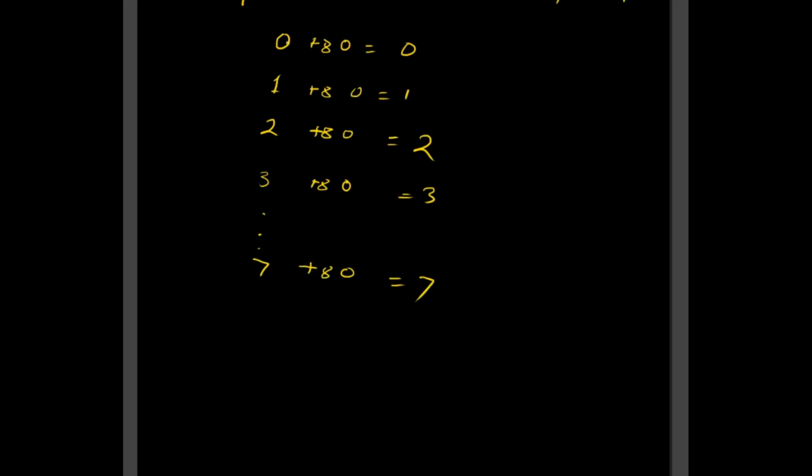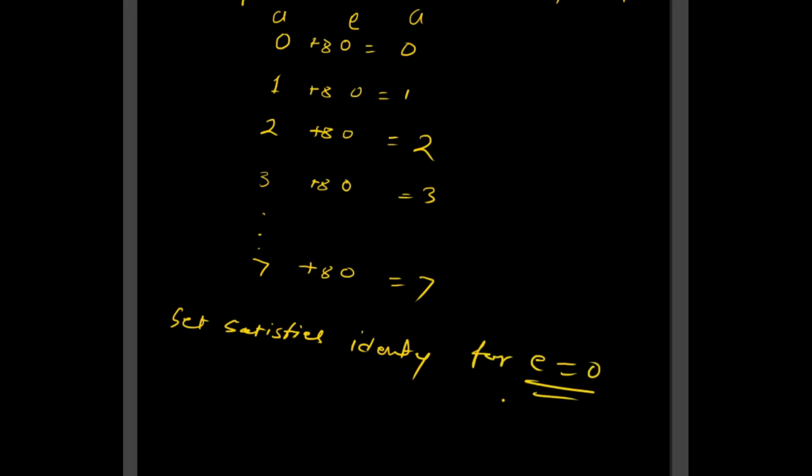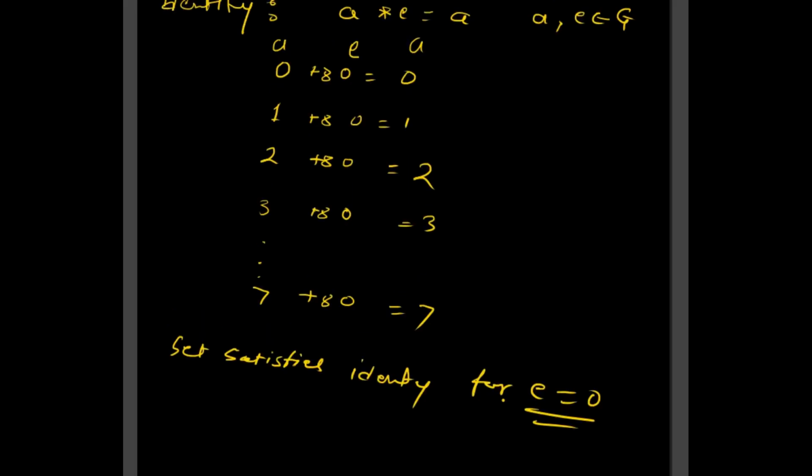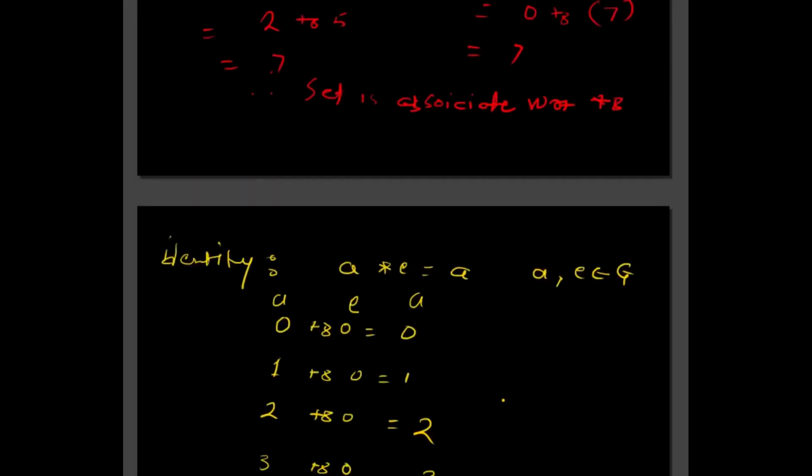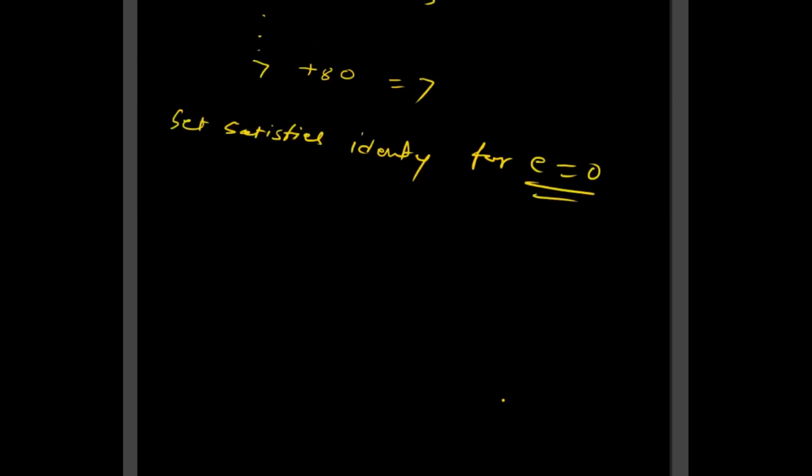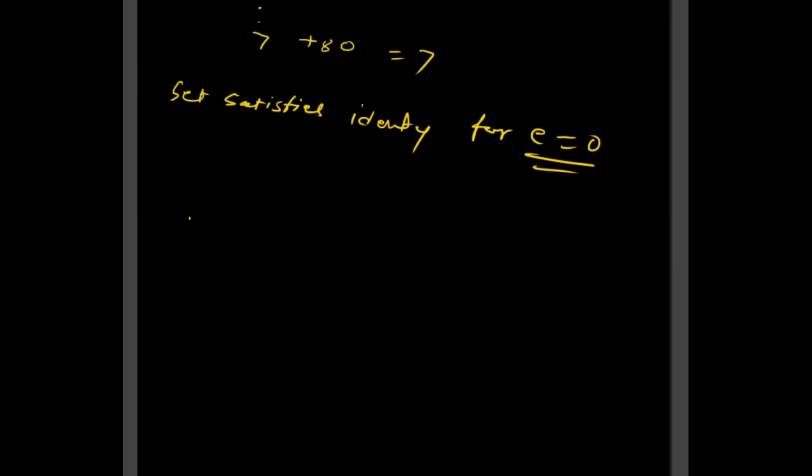That means we get A. E we are keeping constant as 0 and we are getting the result as A. So by this, it satisfies the identity property. The set satisfies identity for E equals 0. So it is a monoid. Now let us check the group property.